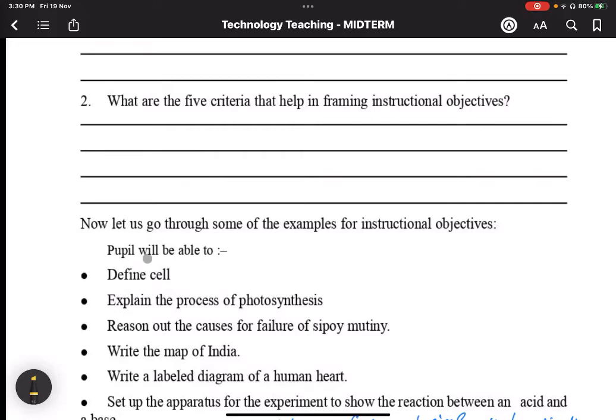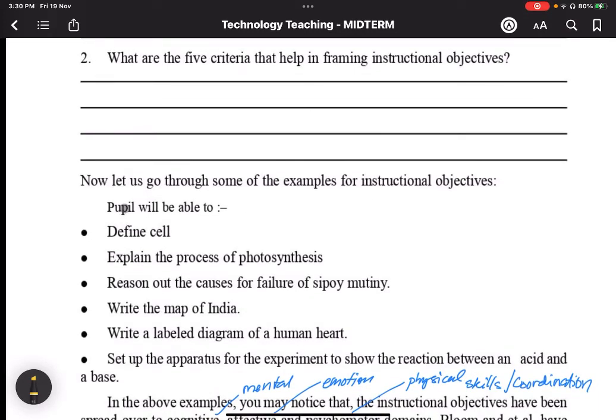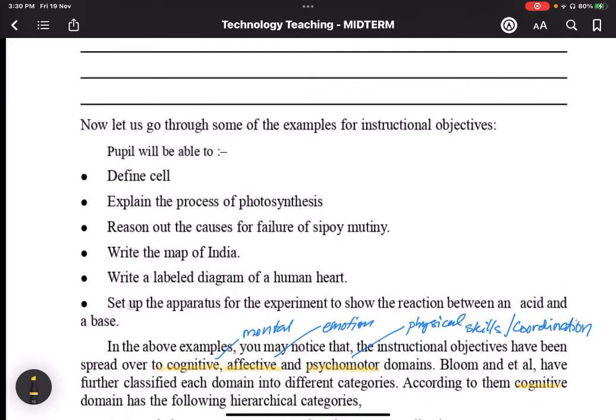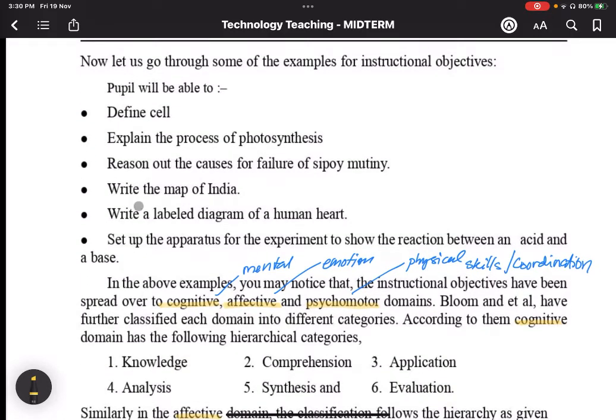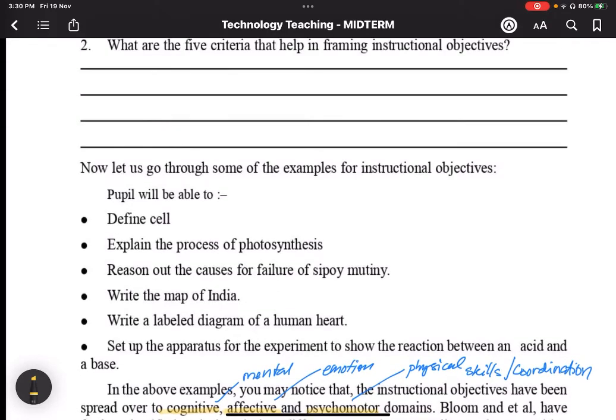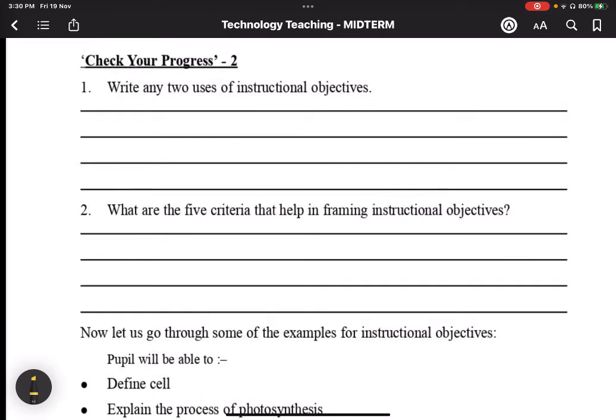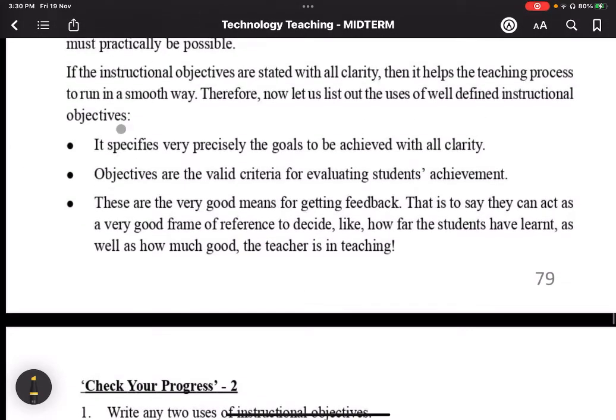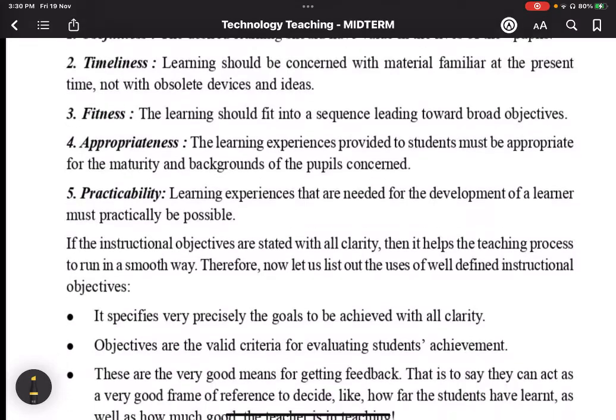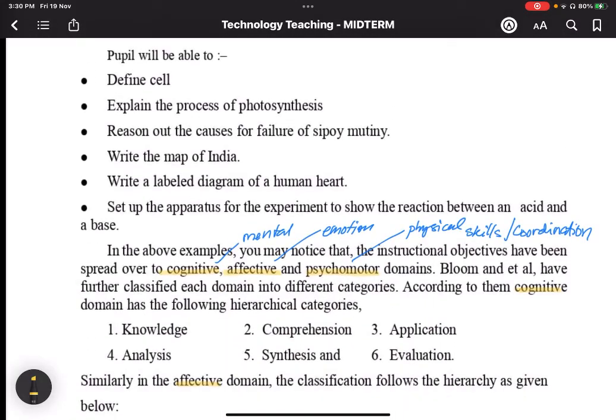Okay, let us go through some of the examples for instruction objectives. So, ito na yun, no? So, pupil will be able to, example lang to, no? Define, notice yung mga ating verb, no? To be able to define, explain, to reason out, be able to write, to be able to write a label diagram, to be able to set up. Yan. Di ba achievable siya? All of these objective statements conform, no, dun sa atin din sa taas, no, dito sa usefulness, timeliness, fitness, appropriateness, and practicability.